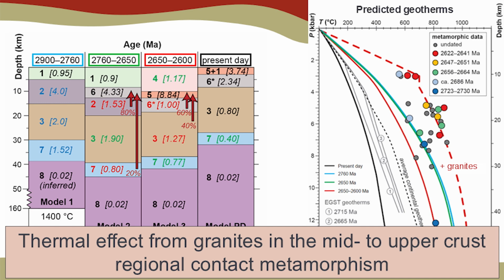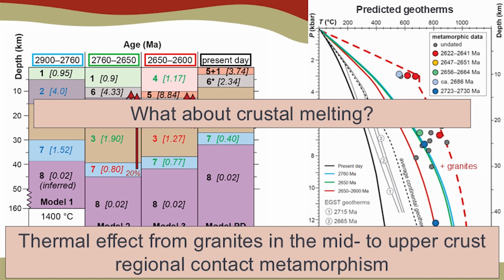Okay, so what that's telling us is, yes, the thermal effect of granites, at least in the later part of the evolution of the Yilgarn, in the mid to upper crust, was important. And this is consistent with the regional contact metamorphic story, which of course has been proposed by others, but I don't think it's been demonstrated in this way. Okay, so that's all well and good.